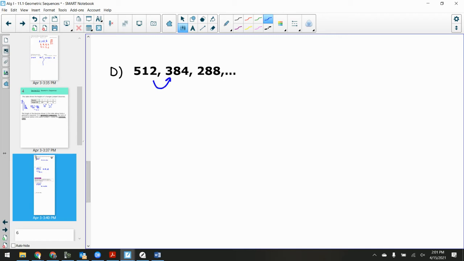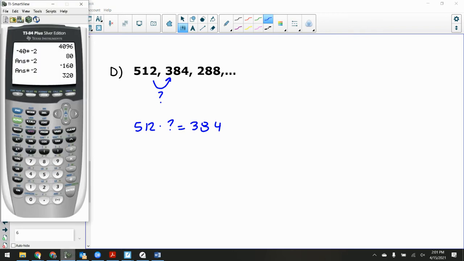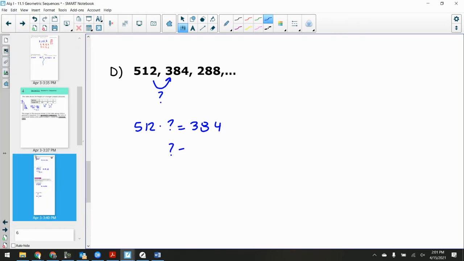So let's see, what number is this? I don't know how to get from 512 to 384. Well, the best thing to do is to say, well, that's a question mark then. 512 times something is 384. And then solve for that value. 384, divide over the 512, 0.75. So that's my common ratio, 0.75.